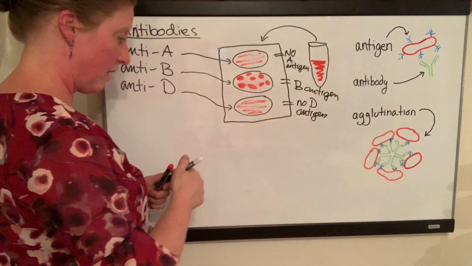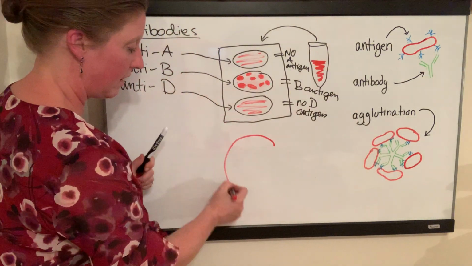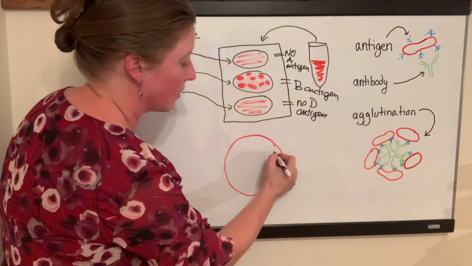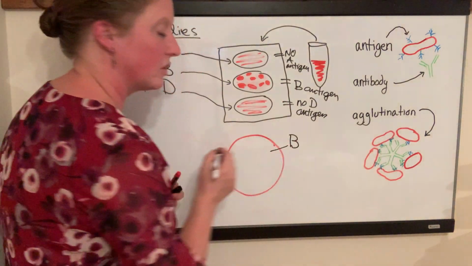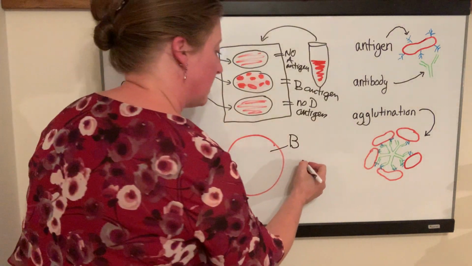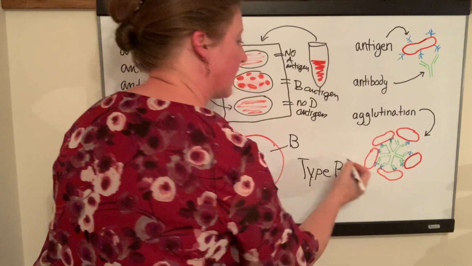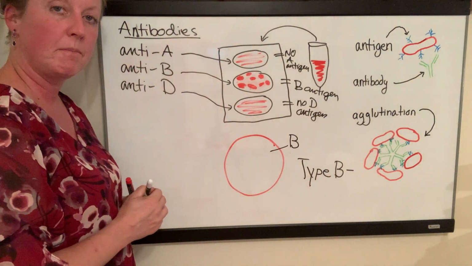Now, if I draw that red blood cell, so I have no A, no D, and just the B antigen, that means that this is type B negative blood, all right?